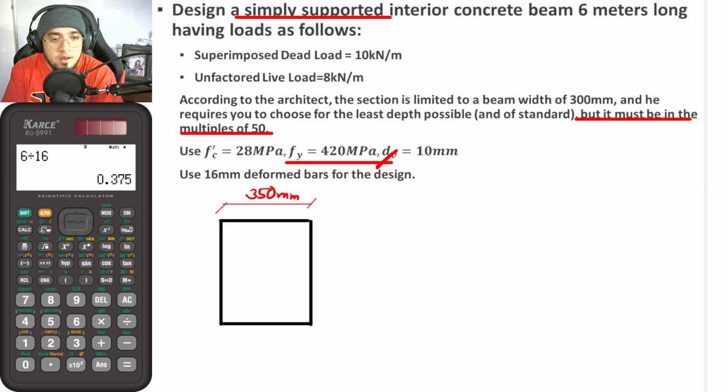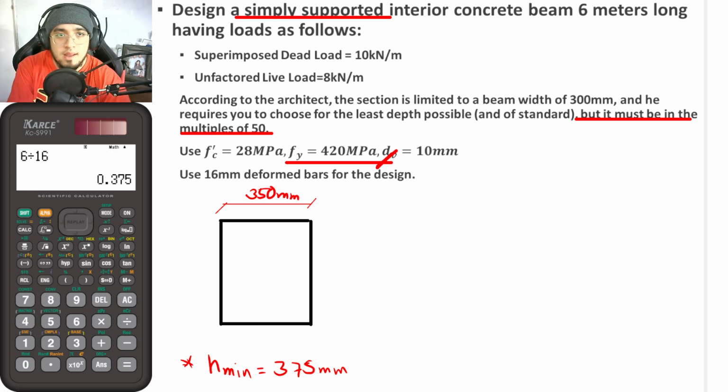So according to NSCP, h min is equal to 375 mm. However, according to the preference of the architect, it must be in the multiples of 50. Since 375 is not in the multiples of 50, we would be rounding it up to 400. So with that being said, the total depth here is equal to 400 mm.